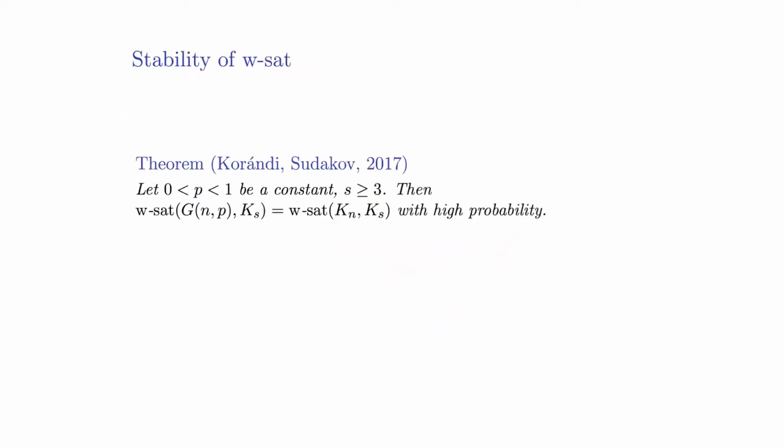Recently the same question was asked for the Erdős–Rényi model. So now we remove from the complete graph edges independently with probability 1 minus p, so we get the G(n,p) model, and Kronenberg, Martins and Morrison proved that with high probability we get a stability result: the weak saturation number of the binomial random graph equals the weak saturation number of the complete graph. So after removing edges independently, we still have the same weak saturation number.